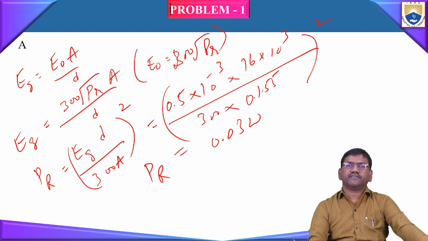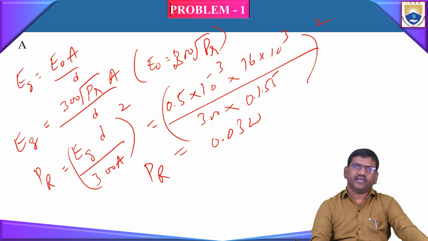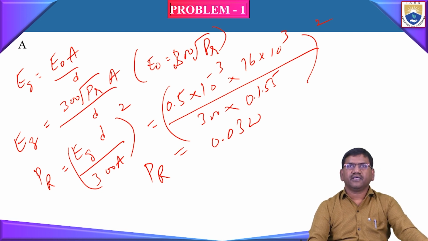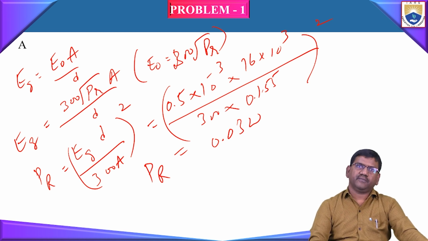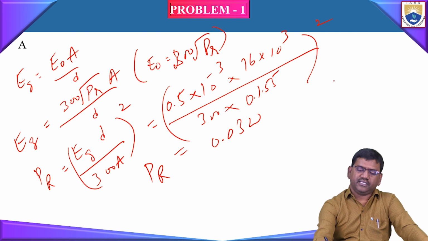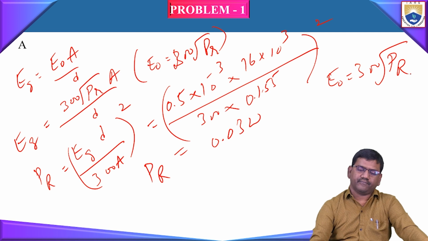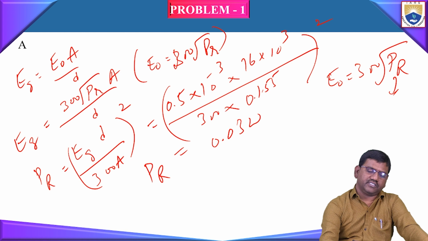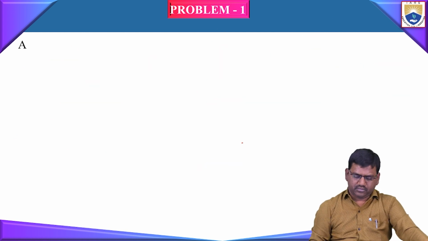The ground wave field strength is given by Eg = E0 A / d, where E0 is the electric field strength at a unit distance from the transmitting antenna, A stands for the attenuation of the earth, and d is the distance of propagation. There is a relationship between the electric field strength and the power radiated by the antenna, E0 = 300 root PR. PR stands for power received by the receiving antenna. From this equation, we got the power received is equal to 0.03 watts.